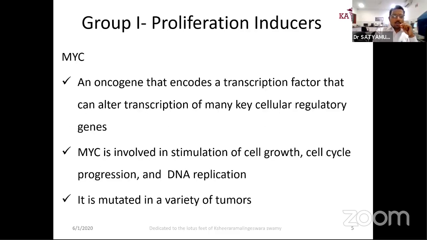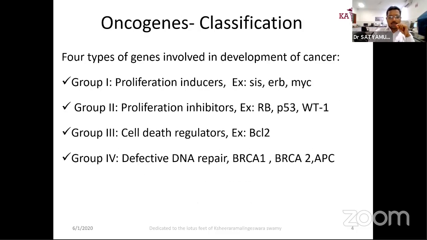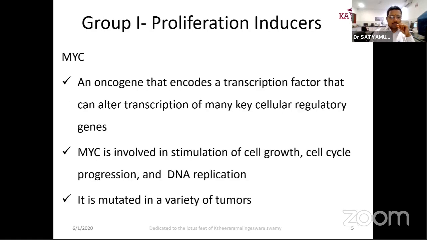Coming to group 1, proliferation inducers. We'll discuss only group 1 and group 2, because these are frequently asked in academic questions, while groups 3 and 4 are not commonly asked. Group 1 and group 2 are mostly important academically, so we discuss those only. Group 1 examples, MYC and RAS, are the most studied; research was done on those two genes mostly.